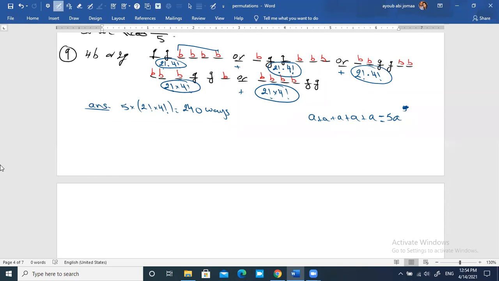We have 5 cases: 1, 2, 3, 4, 5. And for each one of these cases the number of ways is 2 factorial times 4 factorial. This number is for each case of the above cases. Okay, and I have 5 cases, so the answer will be 5 times the number of outcomes in each case.